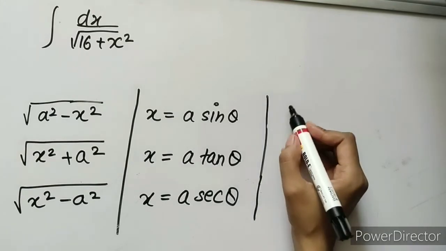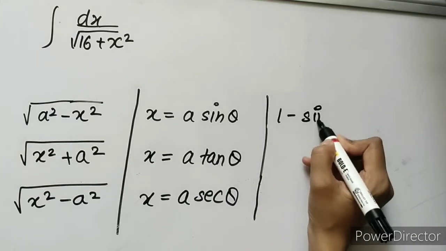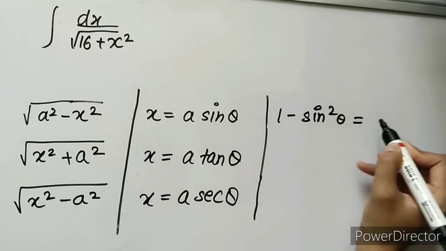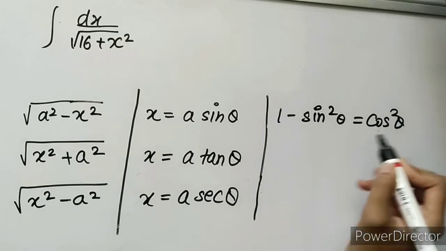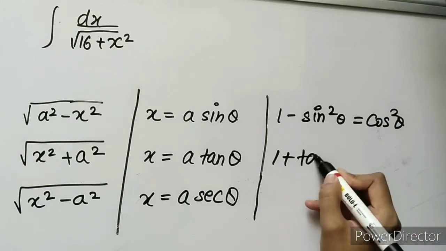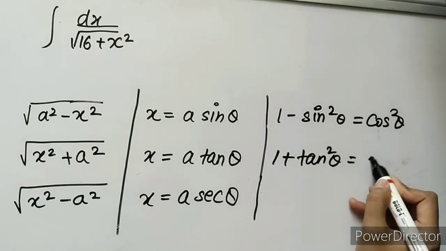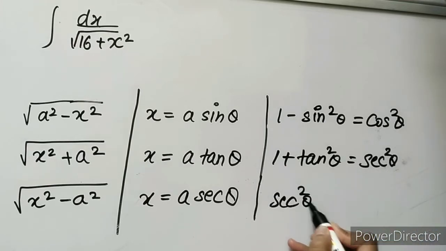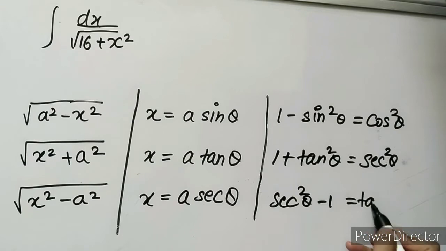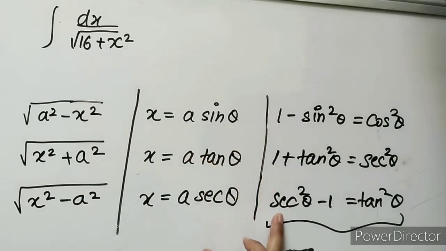I am making a third column also, and later on I will tell you what is the use of this column. 1 minus sin square theta is equal to cos square theta. 1 plus tan square theta is equal to sec square theta, and sec square theta minus 1 is equal to tan square theta. This will be used in the steps, and you have to substitute these values by this. So let us see this integral.